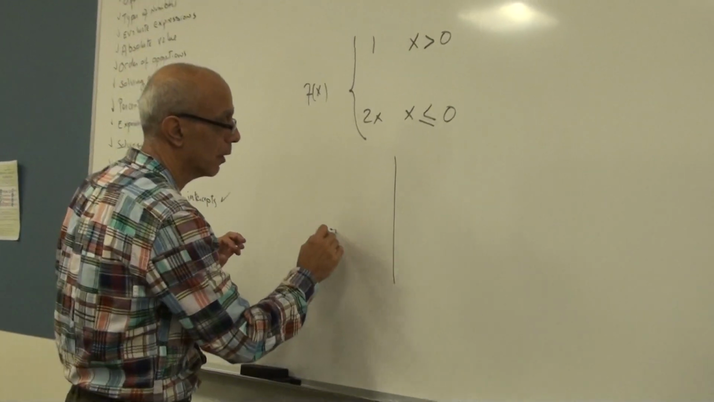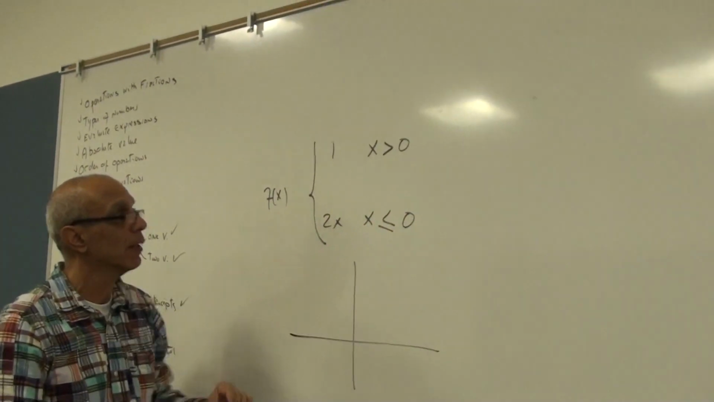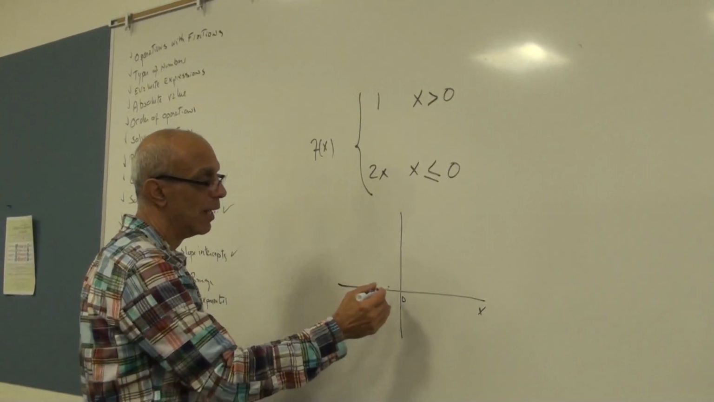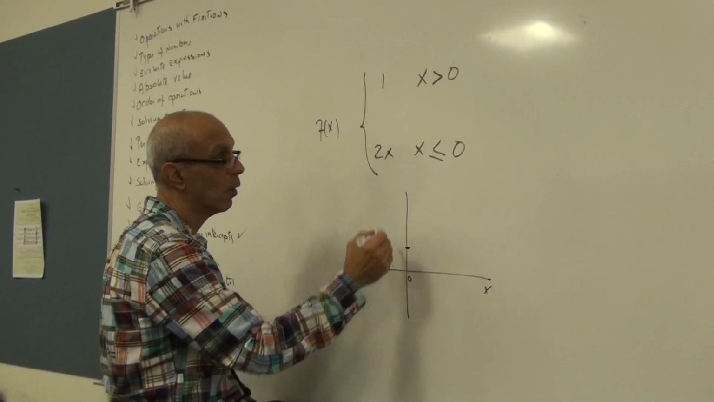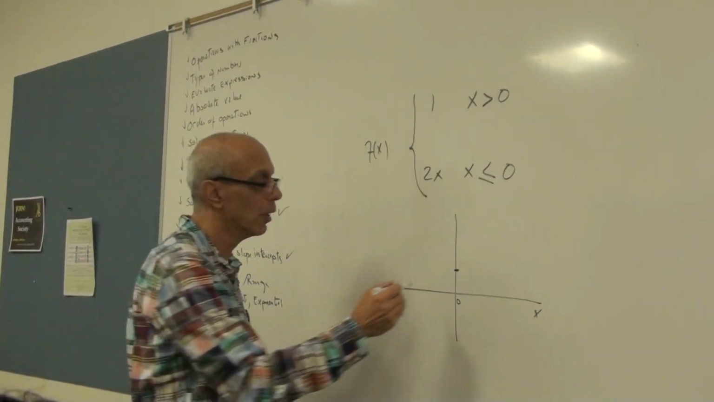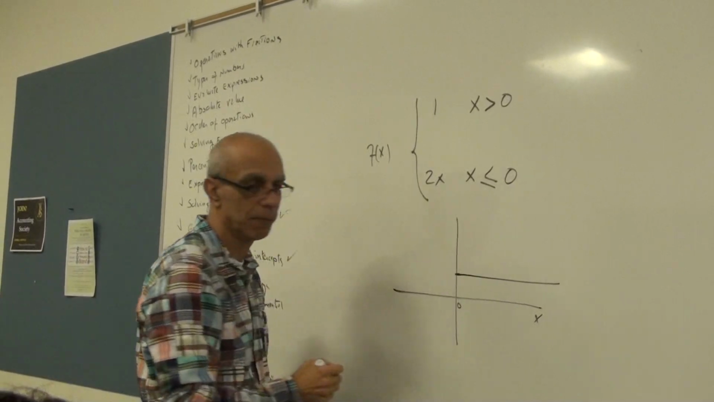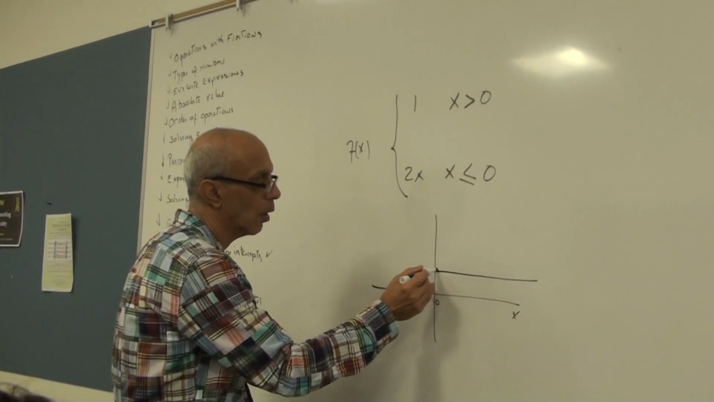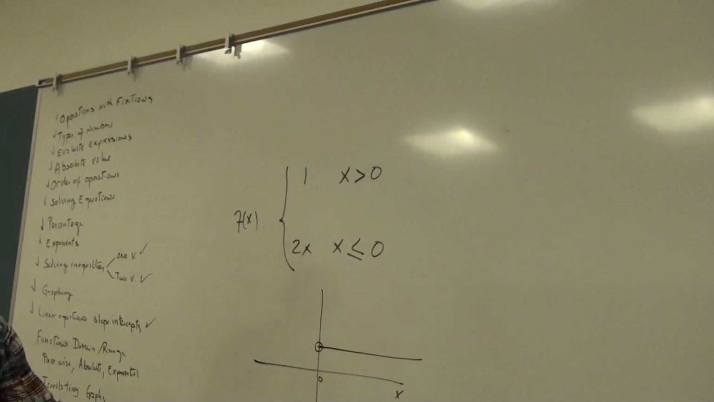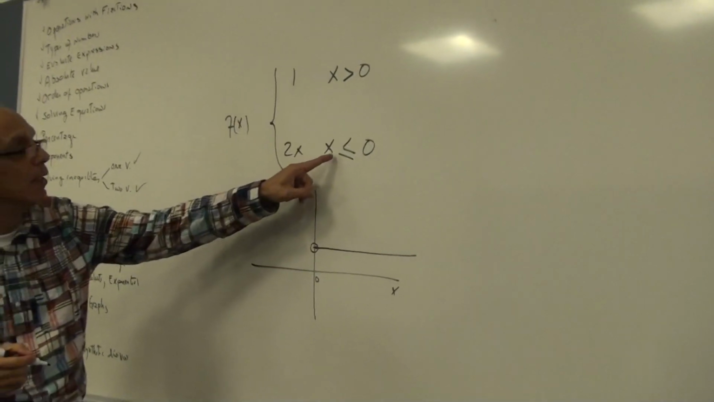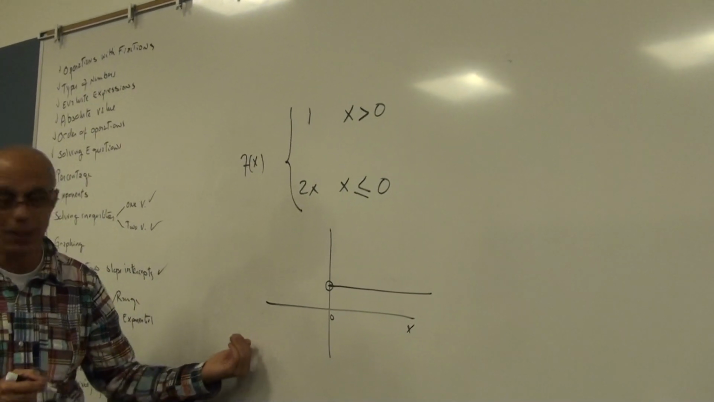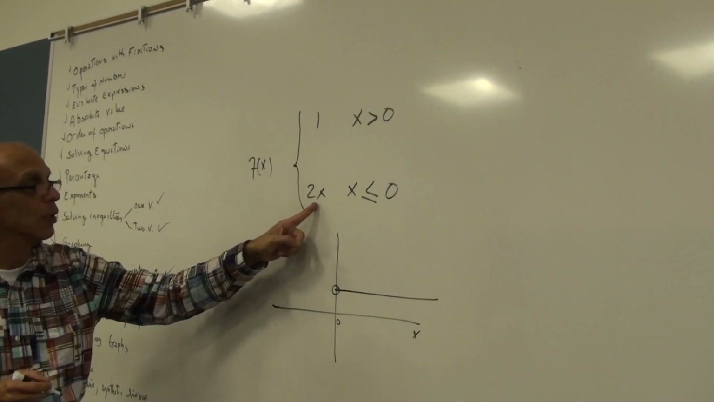If I graph this, when x is greater than 0, so x is here, right? This is 0. Greater than 0, the value of the function is always 1. It doesn't change. It's always 1. So it goes like this, straight. Okay? Here's an open circle because at that point it's not clear where it is. Now here I'm saying for x less than 0 on this side, the function is going to behave as 2x. Okay?